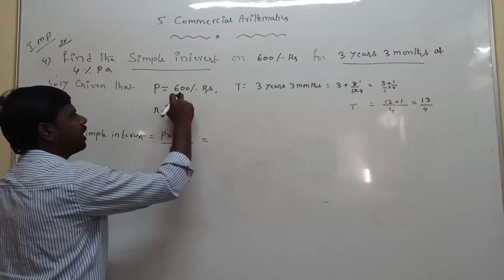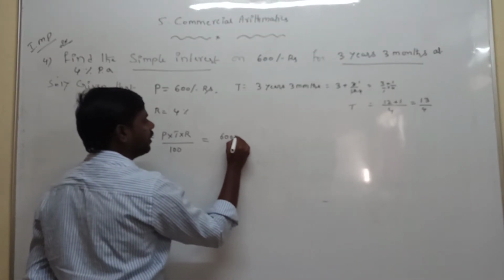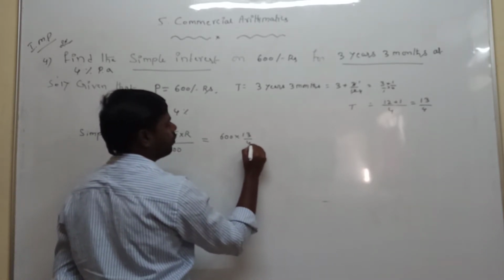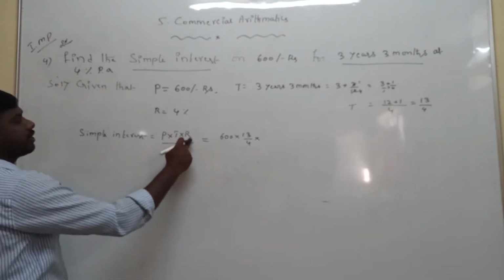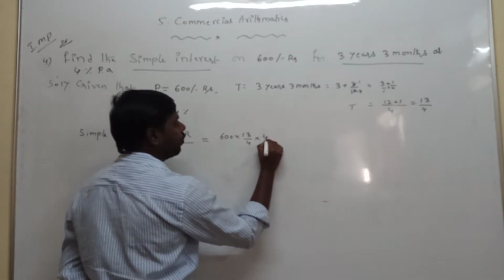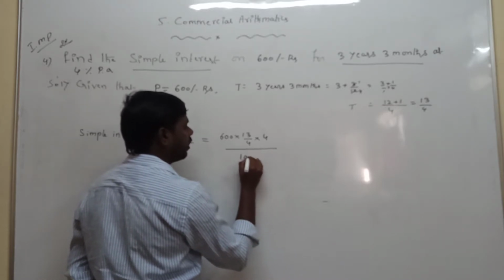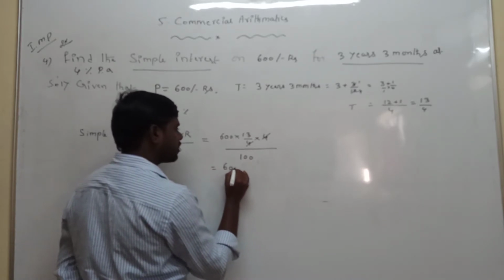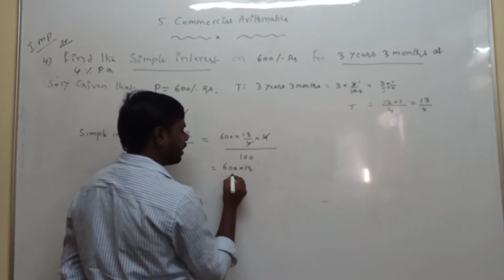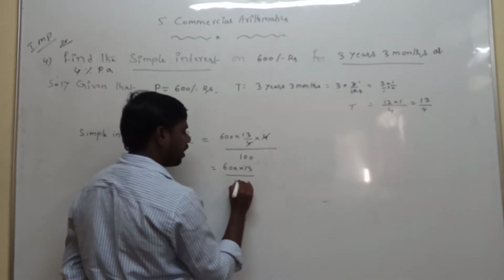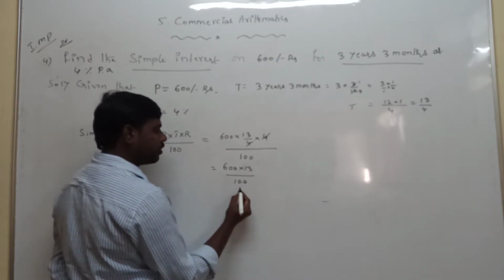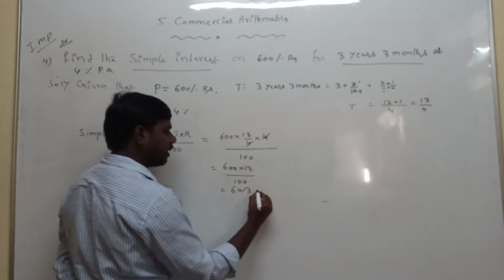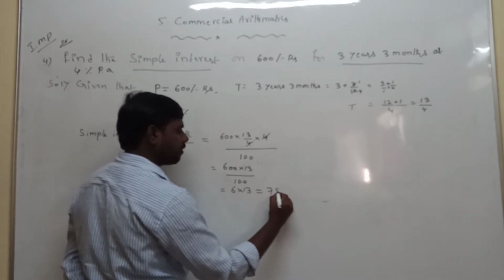The principal amount is 600, into the time, which is 13 by 4, into the rate of interest, which is 4, divided by 100. Now this 4 gets cancelled. The remaining numerator is only 600 into 13, divided by the denominator 100. Now these 2 zeros get cancelled. The remaining numerator is only 6 into 13. 6 into 13 is 78.